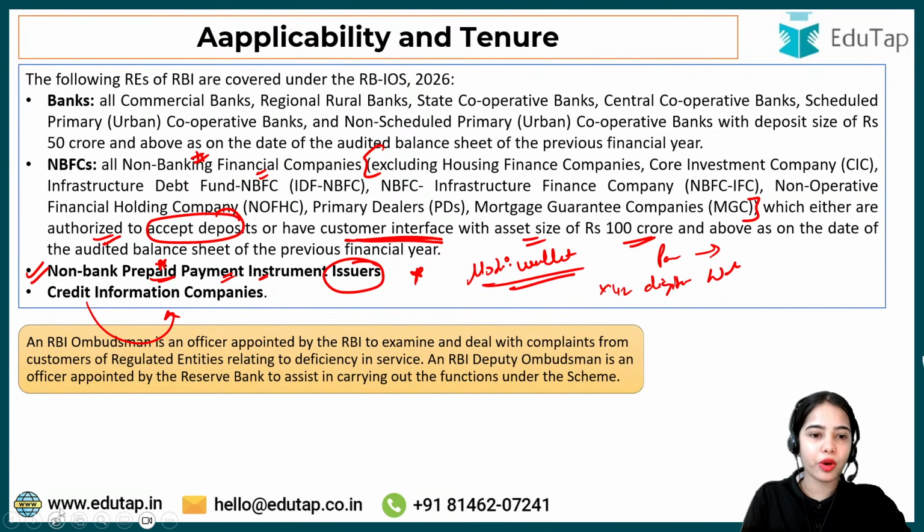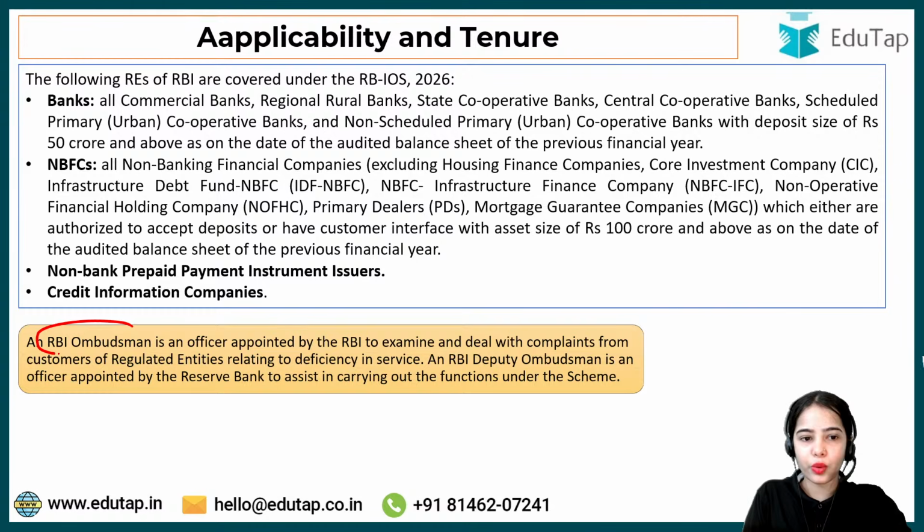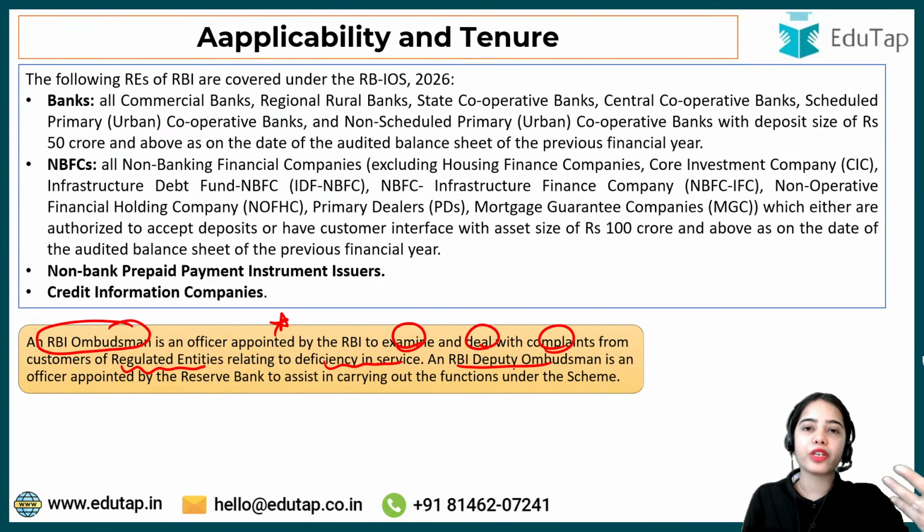Now RBI Ombudsman is an officer. Now, who is the RBI Ombudsman? So, RBI Ombudsman is the officer appointed by the RBI to examine and deal with the complaints from the customers of the regulated entities relating to deficiency in service. There can also be an RBI Deputy Ombudsman that will basically help in resolving the complaints or will assist in carrying out the functions under the scheme.